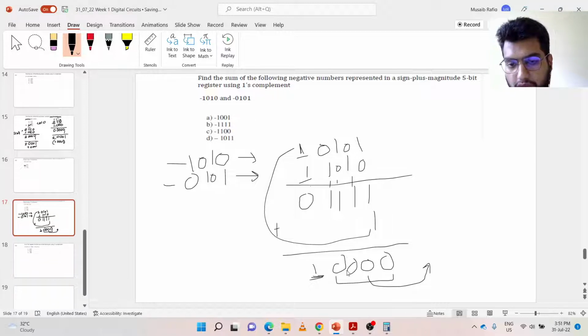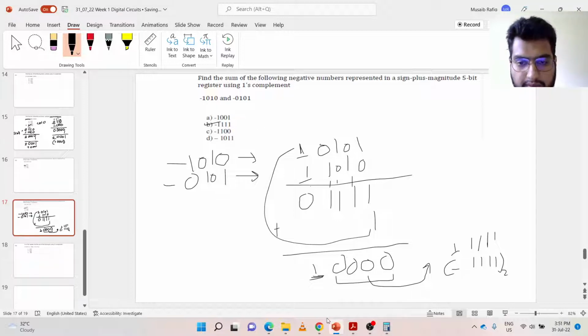So the ones complement of the magnitude bits, these 4 bits 0000, is 1111, and the sign here is 1. So our answer will be minus 1111. I think that is the answer. That is option B.